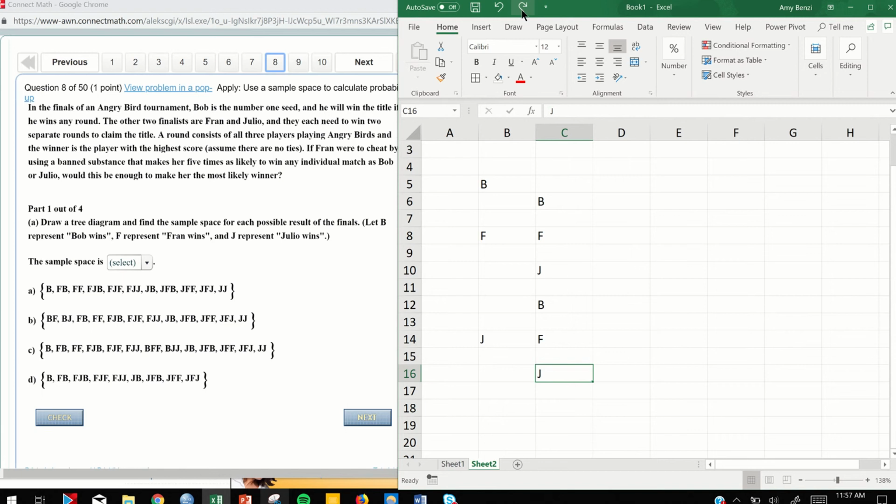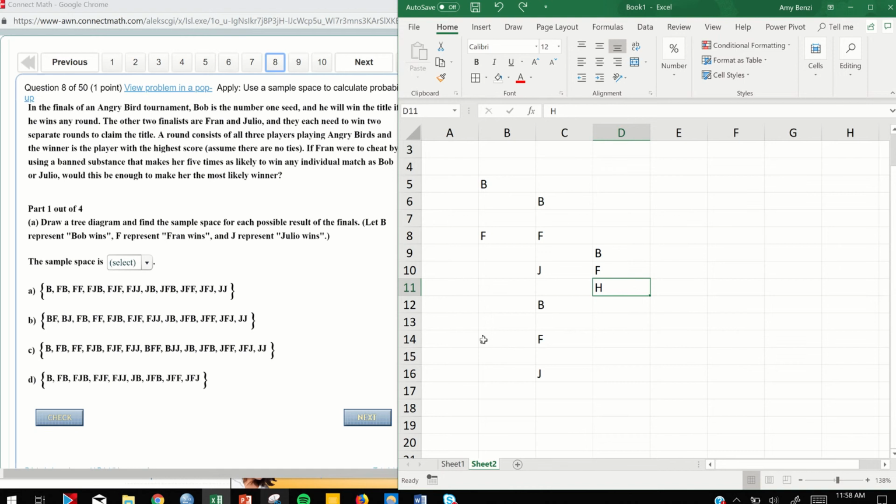Well, in some cases we do. If Fran wins the first round and then Bob wins the second round, it's over. If Fran wins the first round and Fran wins the second round, it's over. If Fran wins the first round and Julio wins the second round, then we have 3 options on the 3rd round: Bob, Fran, or Julio.